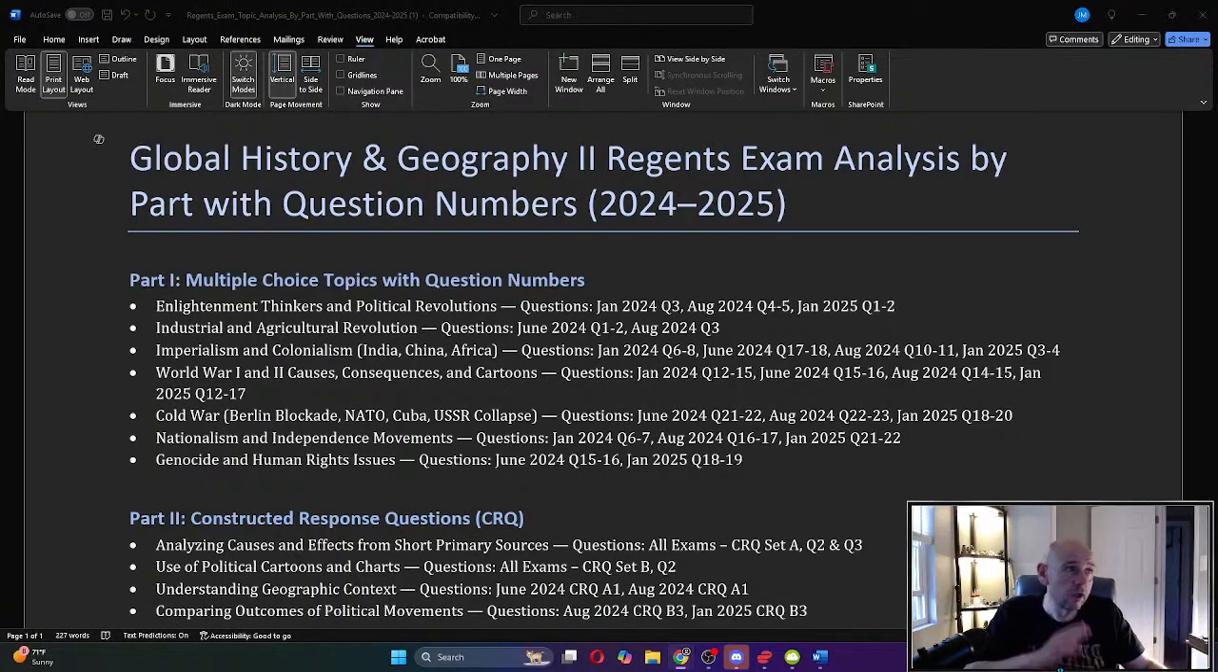First off, notice that for the last 4 years, these are the things that have appeared on the multiple choice. Now, they're doing this in roughly order, not in frequency. So in other words, Enlightenment thinkers and political revolutions are the first things that show up. And you can see for yourself. Not always, but often, question 3, question 4 to 5, question 1 to 2. Industrial and agricultural revolutions, questions 1 and 2, questions 3. And on it goes. So if there is a particular topic and you're like, man, I don't know that topic, these are the questions you should be practicing.